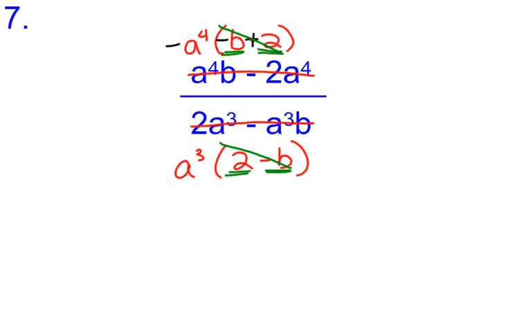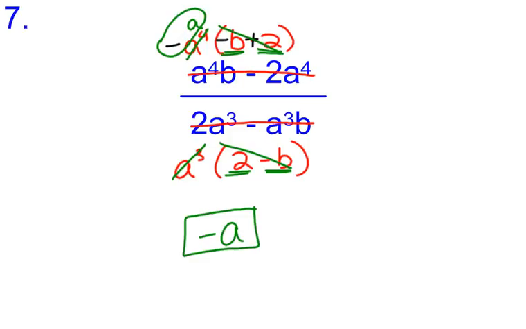When I'm looking at my a's, I have a to the fourth divided by a cubed. I say, where's the bigger a, top or bottom? It's on top, so it's just an a left over. So again, because I took that negative out, all I have left is negative a, or the opposite of a, however you want to think of it. And that's my answer for number 7.